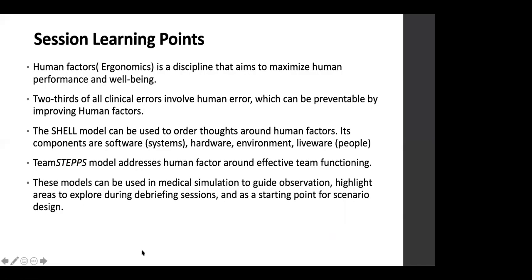So human factors and ergonomics is a discipline that aims to maximize human performance and well-being. We know that two-thirds of all clinical errors involve human error, which can be preventable by improving the human factors.